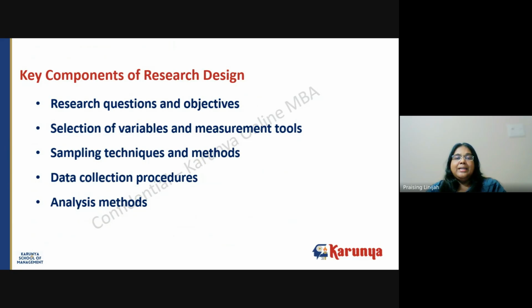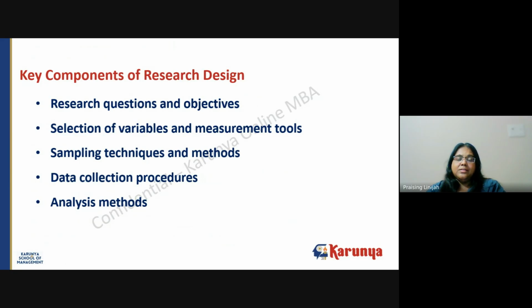This will lead to the data collection procedures. Once you have a clear objective, selected the variables, the measurement tools and the sampling techniques, then how are we going to collect this data? When we talk about data, the data is collected from the field or a primary source. How are you going to gather it?